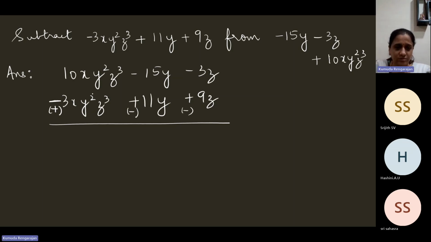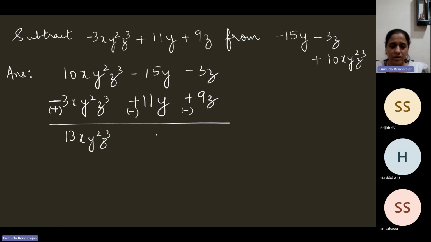Now they're like terms, no? Write x, y squared, z cubed. Because we know the letters, the literal factors will come down as they are. Now take the new sign. 10 plus 3. Forget the old sign. The old sign is gone. We have changed the sign, no? Minus becomes plus. So 10 plus 3, 13.